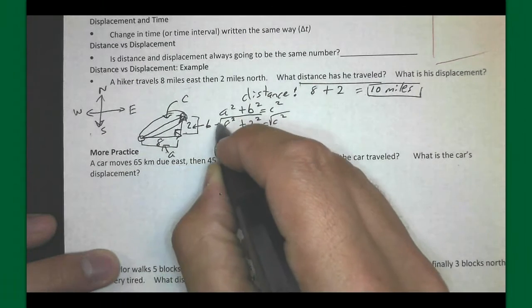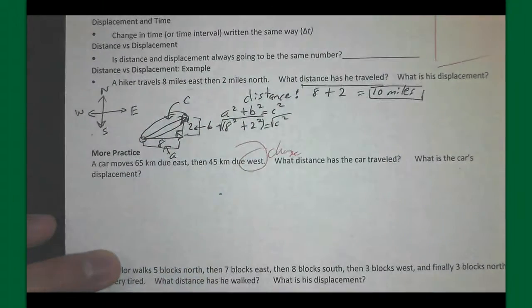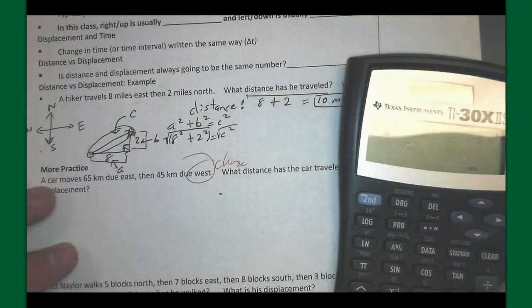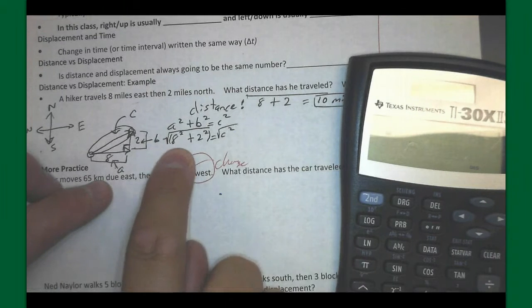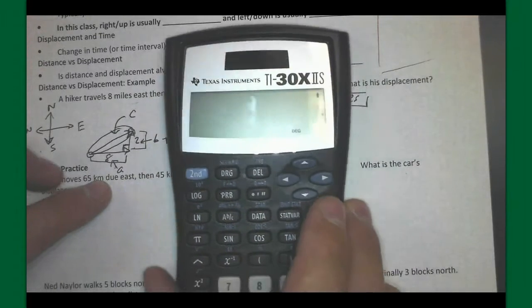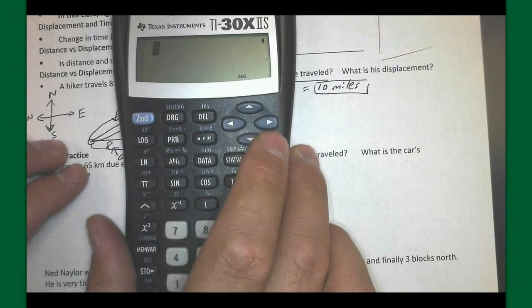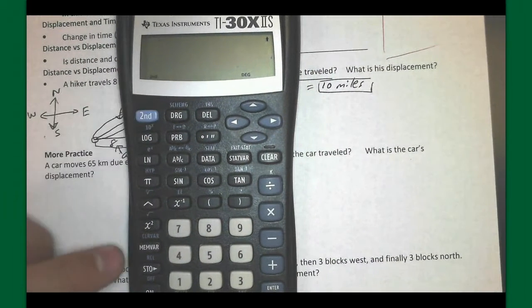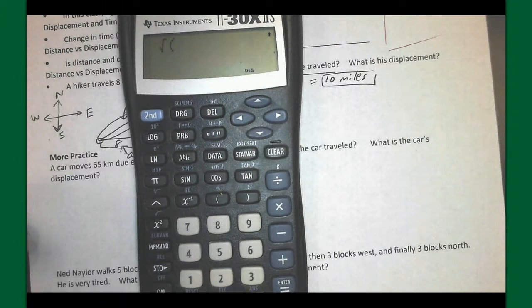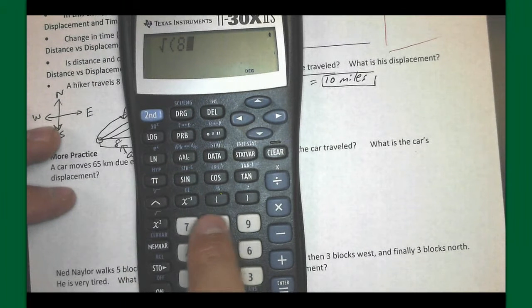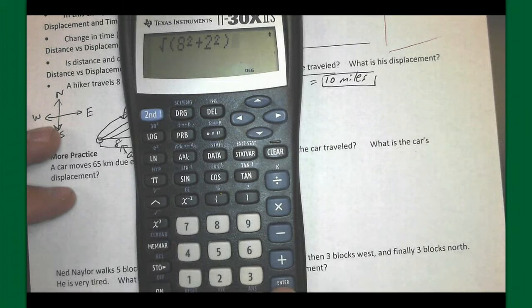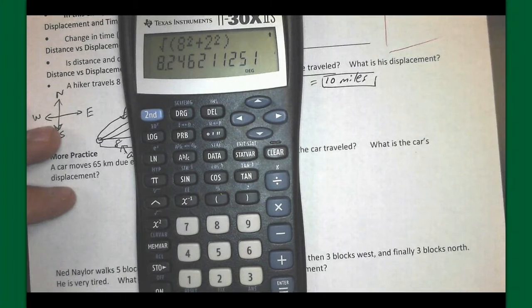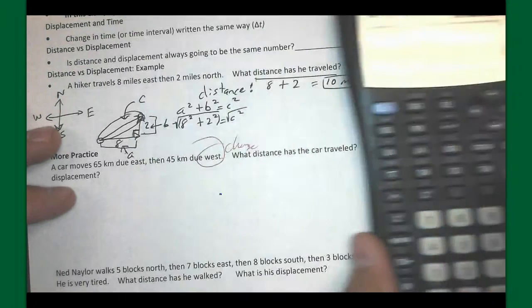Literally in your calculator you can punch in the square root of 8 squared plus 2 squared. I'll show you how to do that in case you don't remember. To get the square root or a radical, that's second, and then the x squared button gives me the square root, and then 8 squared plus 2 squared. Close the parentheses, hit enter, and I get 8.25. I'll leave it at 8.25.